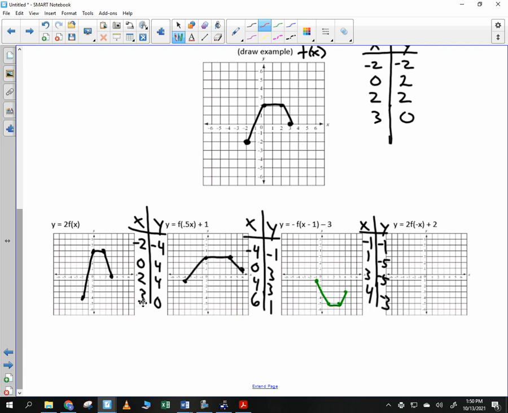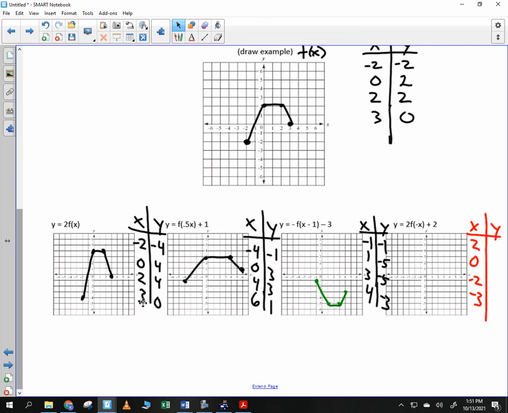Yep, go across the y-axis is a horizontal flip. Excellent. So this is going to affect the x values. So it's going to be a horizontal reflection. So we take all those x values, we just switch them, right? So let's do that first. So we're going to be positive 2, 0, negative 2, negative 3.